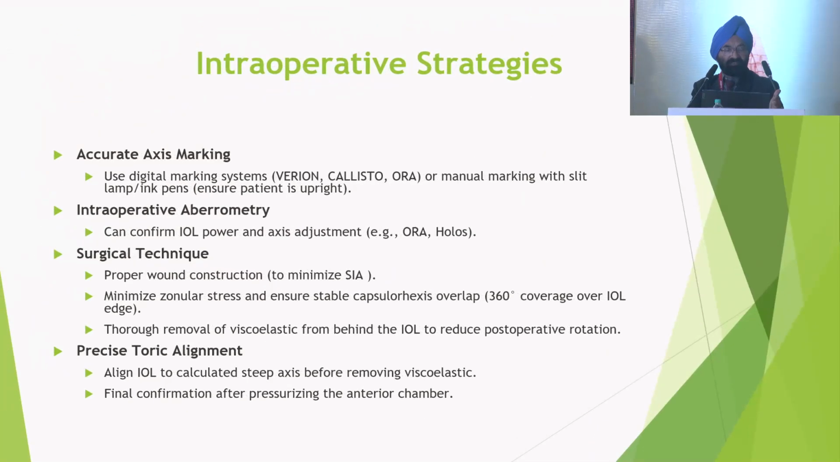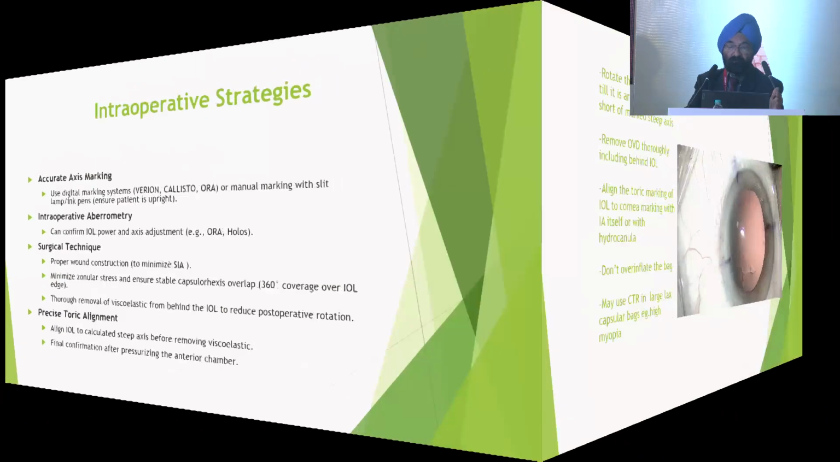So accurate axis marking, and intraoperative aberrometry, if required, can be done. Proper wound construction, and thorough removal of viscoelastic even from behind the IOL, and precise toric alignment is very important. And final confirmation is after pressurizing the anterior chamber, but not over inflating, because that can also cause some rotation.